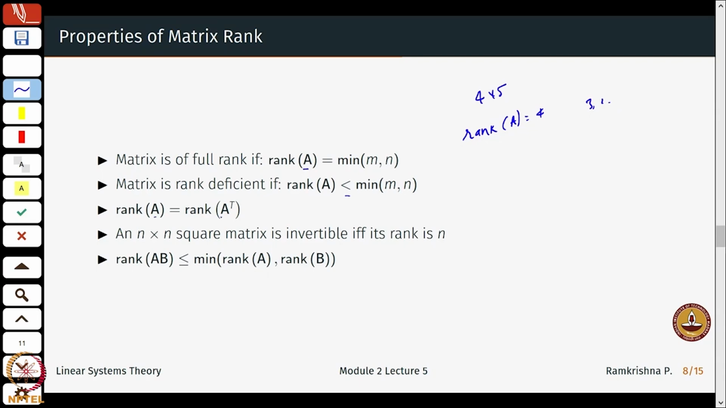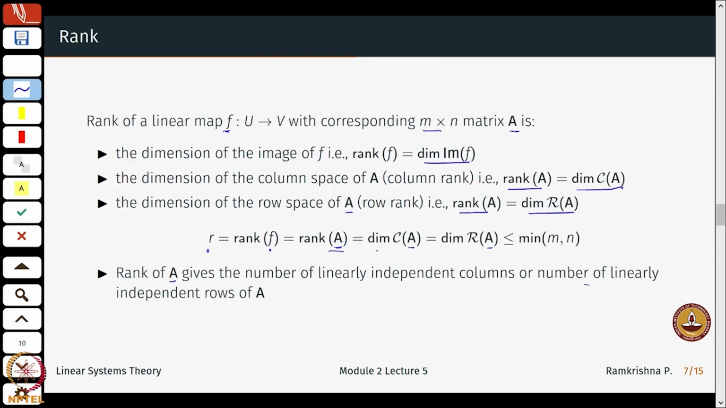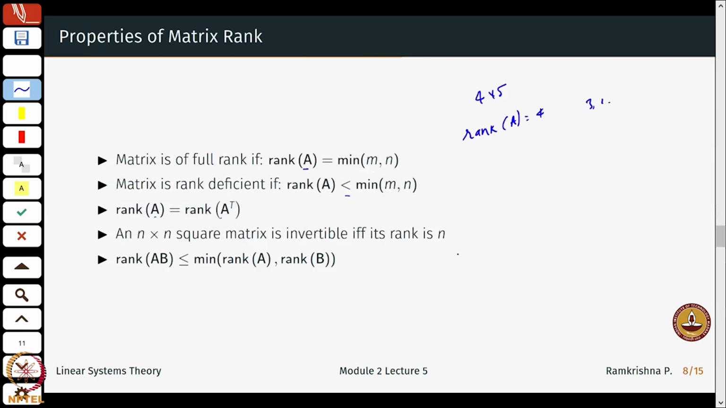This is again straightforward to verify that the rank of A is the rank of A transpose. Nothing really to work out here, but you can just substitute and check for yourself. Lastly, an n cross n square matrix is invertible if it is of full rank. We would have learned this in some form in one of our earlier courses. And lastly, an interesting property: if I take two matrices and multiply them, A times B, the rank of it is the minimum of the rank of A and the rank of B.